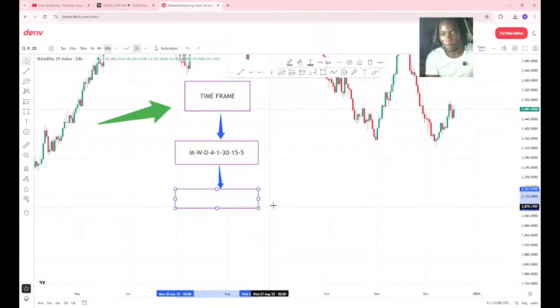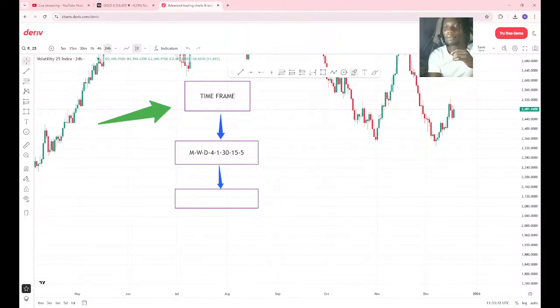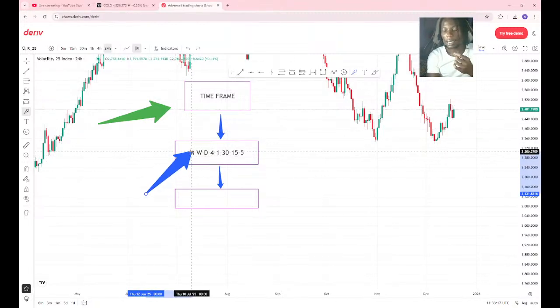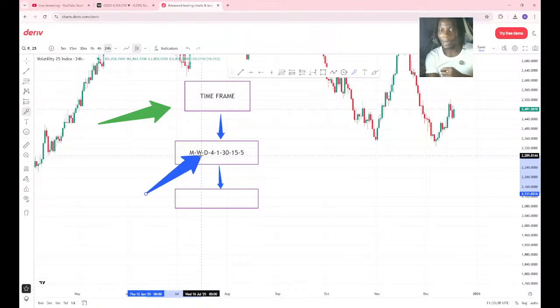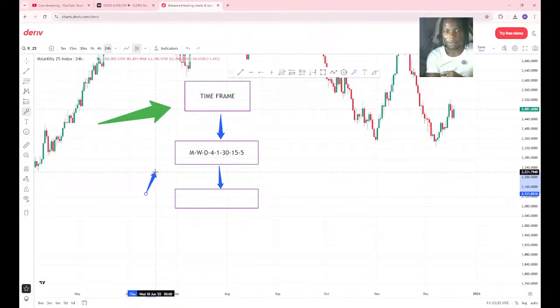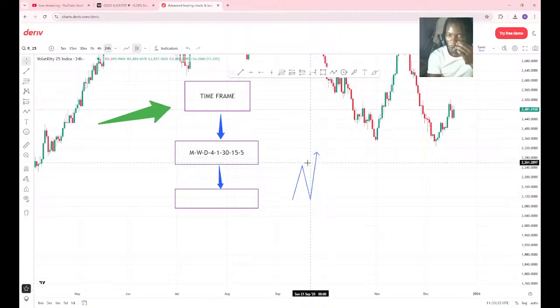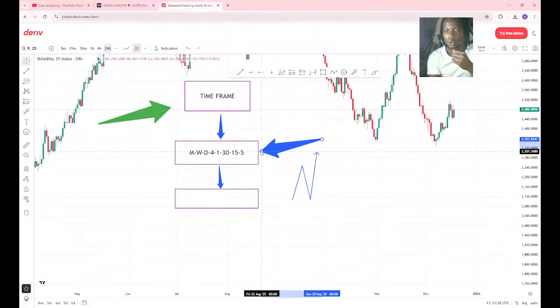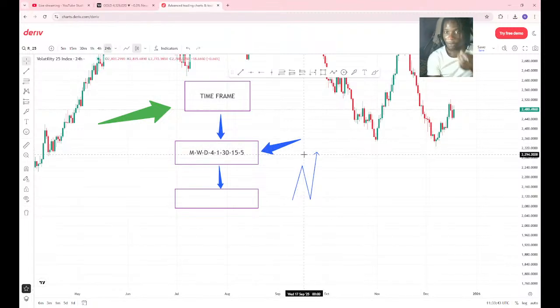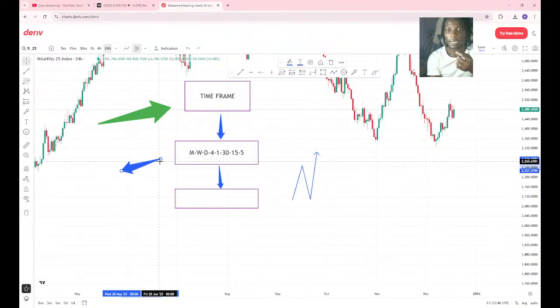Okay, so each time frame here, the month structure point is controlled by the weekly. Okay, remember, each structure like this, let's say we are on an uptrend, right? So this is how the structure looks like. So it takes 4 weeks, right, to complete a month cycle. So it takes 4 weeks to complete a month cycle.